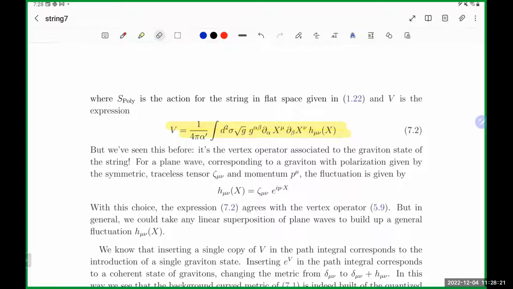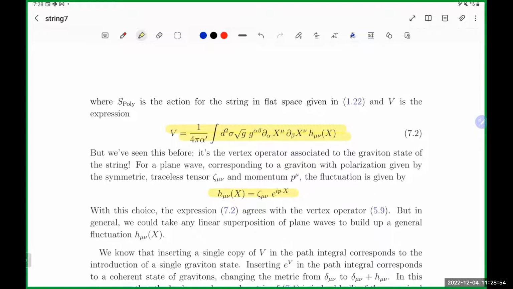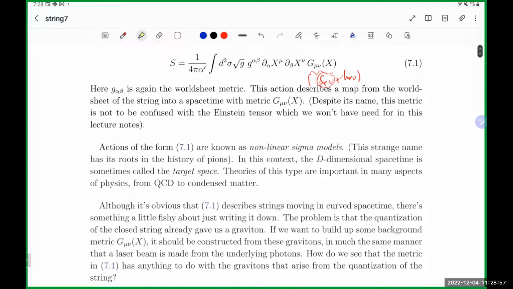Of course, I'm assuming we identified H mu nu with the polarization, and then e to the i p x because it's the actual Fourier mode. This is how we define a vertex operator. Then suddenly 7.2 is precisely the vertex operator that we insert on the world sheet to create a graviton, which is a quantum of the space-time in target space. So where did this come from? It comes from G mu nu. So what does this mean?